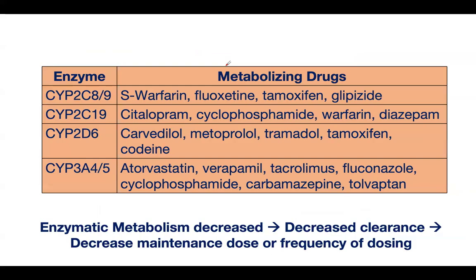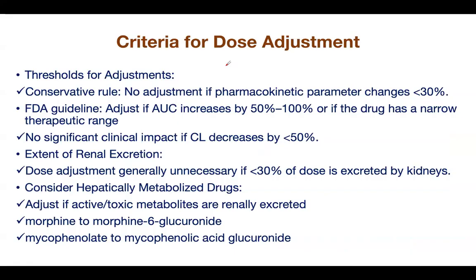So now if we corroborate those results with specific metabolized drugs, for example warfarin, if there is decreased clearance by CYP2C9, the warfarin concentration will be increased. So enzymatic metabolism decreased means there will be decreased clearance. Ultimately, what should be our goal? We need to decrease the maintenance dose, or increase the interval of dosing, so decrease the frequency of dosing. That means if it is a twice daily drug, we need to give it once daily. So this we need to remember.